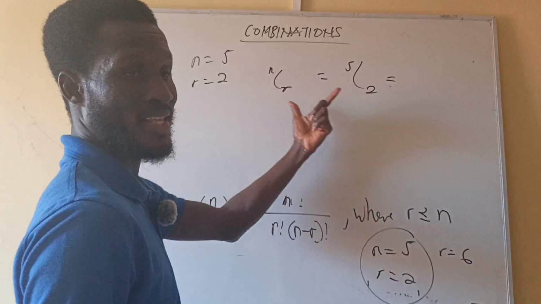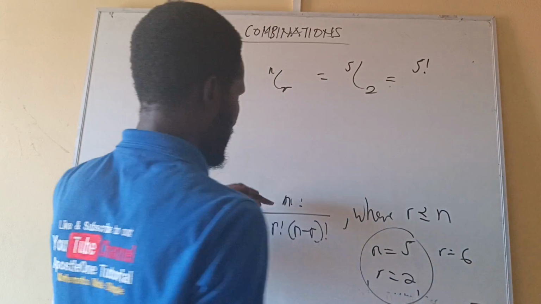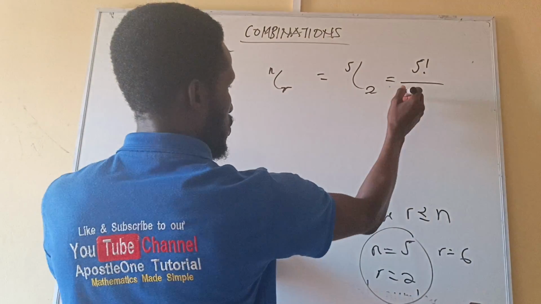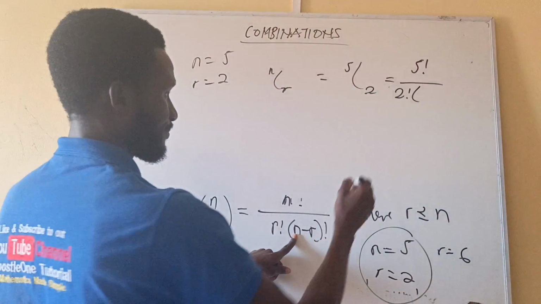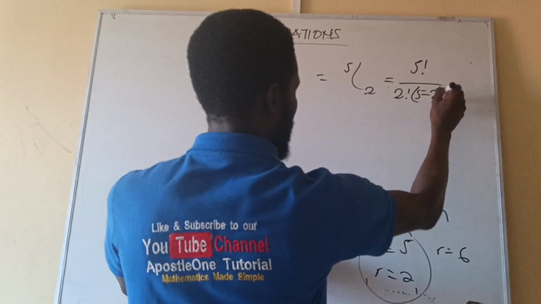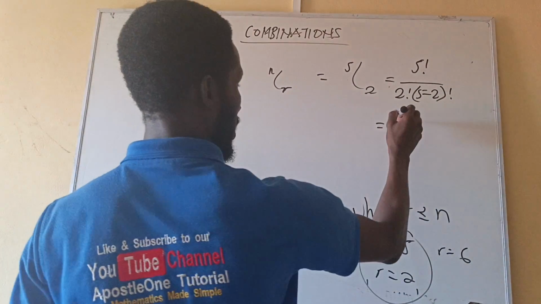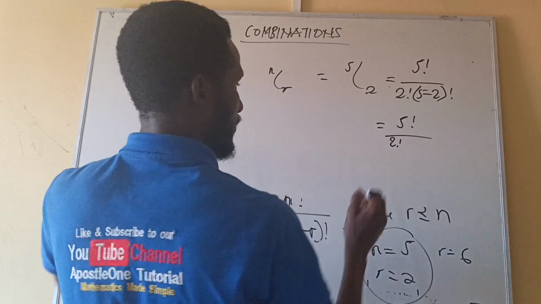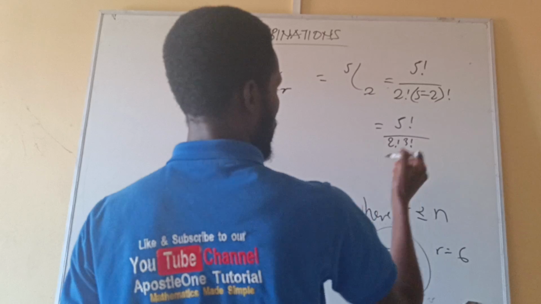Now, the number of ways I can do my selection: I'm going to have 5 factorial, because it's n factorial, divided by r factorial. The r is 2 factorial, multiplied by n minus r, which is 5 minus 2, factorial. Now, I don't use a calculator, so I'm going to have 5 factorial divided by 2 factorial, then 5 minus 2, which is 3 factorial.